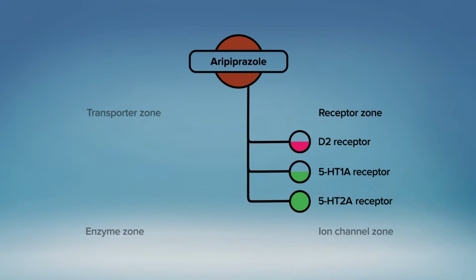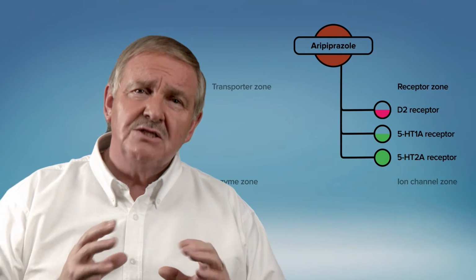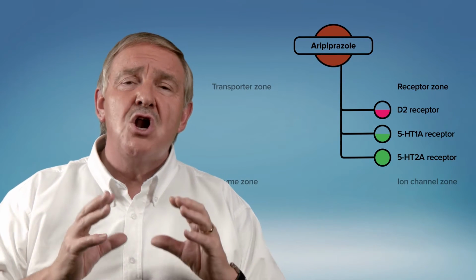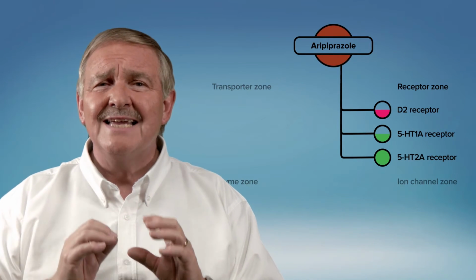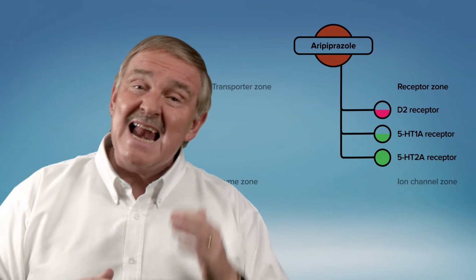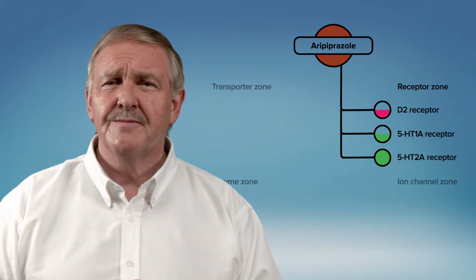sufficient dopamine neurotransmission to allow normal motor function, which explains why aripiprazole has a low incidence of Parkinsonism, although it can cause akathisia through reasons we don't yet fully understand. In contrast, when dopamine levels in the brain are low, the partial agonist activity of aripiprazole can enhance dopamine neurotransmission.